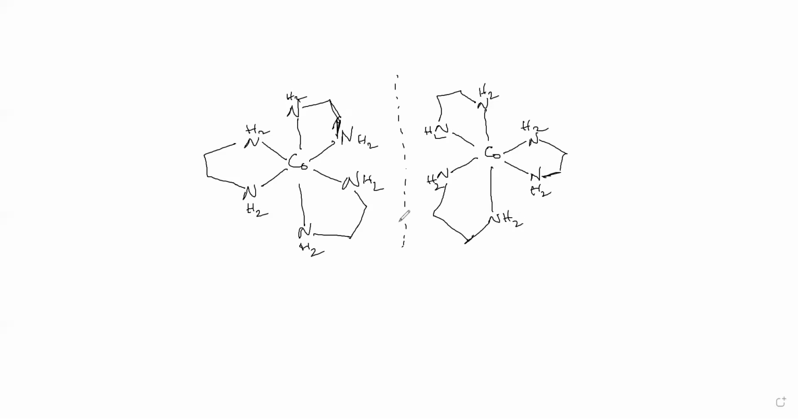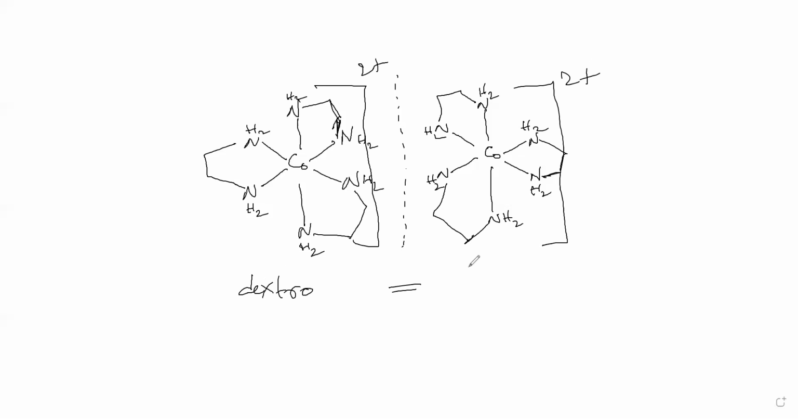Okay, ma? Okay, sir. Okay, noted. This is one complex which you have to remember. Overall, for this, you put 2 plus. These are optical isomers. This is called dextro isomer. This is called levo isomer.